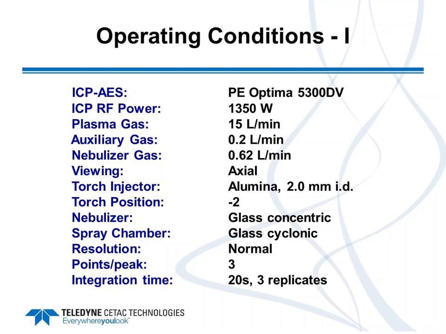Some operating conditions I would like to point out when using the ultrasonic nebulizer. This slide shows the normal conditions with a standard pneumatic nebulizer, in this case a glass concentric nebulizer. The nebulizer gas is probably the main parameter to adjust, and we're using a nominal flow of 0.62 liters per minute. Integration time in this experiment is 20 seconds with three replicates. We are using a standard size alumina torch injector at 2 millimeters ID.